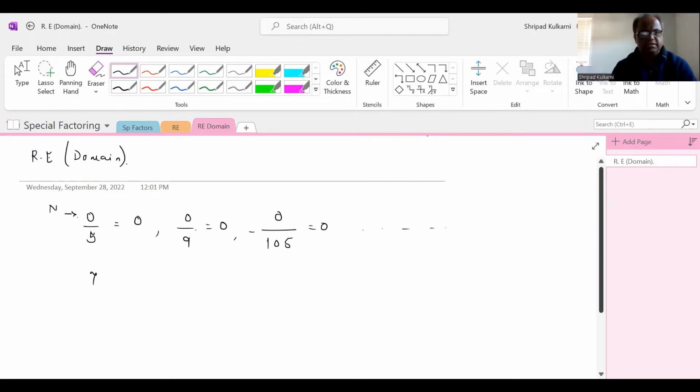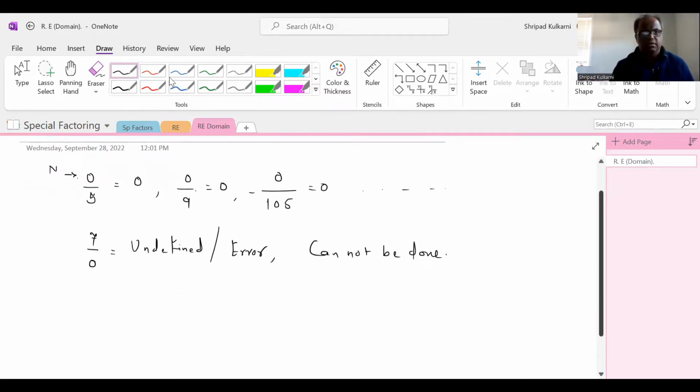Now check what is 7 over 0. If you punch these numbers in a calculator, it will tell you undefined or error or cannot be done. All right. So what happens here is that a denominator of 0 is not acceptable. The denominator turning 0 is not allowed, because it will blow the function.